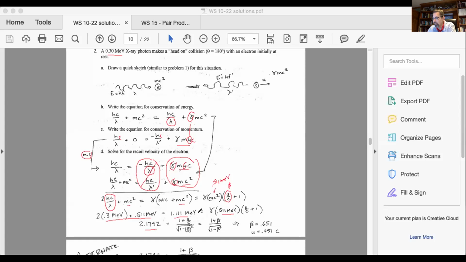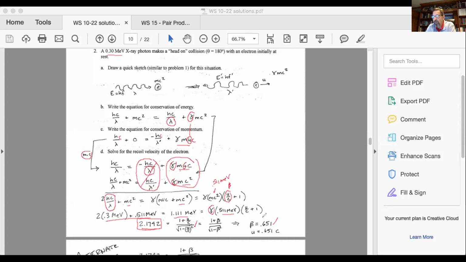Okay. And then what's left, I actually wrote out what gamma is, 1 over the square root of 1 minus beta squared, beta being u over c. So essentially what I have is 1 plus beta over the square root of 1 minus beta squared, right? And that has to be equal to this number right over here. And so you can see the algebraic difficulty of that, hopefully. I just very quickly maybe even mention it. When I do this, the answer is beta is equal to 0.651.